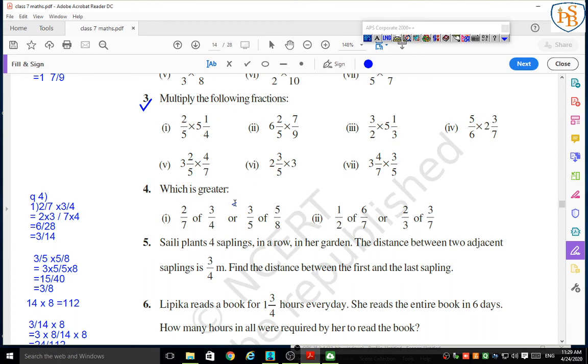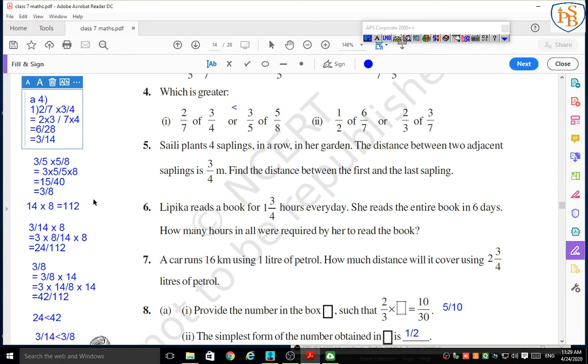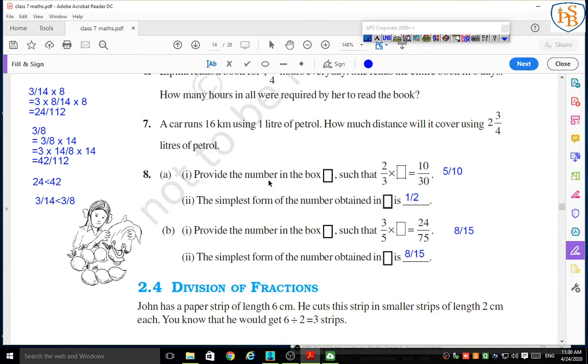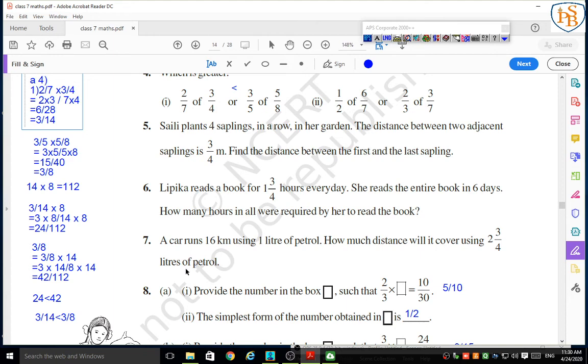Okay, now which one is greater? This first question I have already solved here. By revising this video you can understand this, or if you have any query you can ask me in the comment box. I have already solved the first question, and as like that you have to solve the other questions. And also we have solved the 8th question, which is very simple, and now we are going to move forward to our 5th, 6th, 7th questions, which are word problems. So look at here carefully.